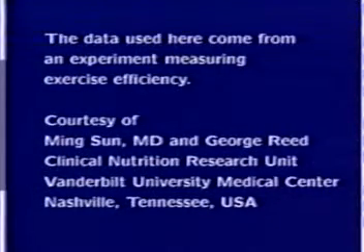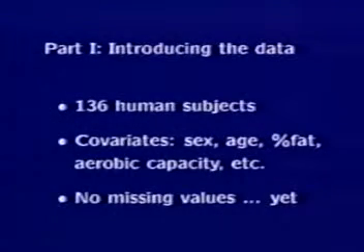The data used in this video come from an experiment measuring work efficiency during exercise. They were given to us by George Reed and Ming Sun of the Vanderbilt University Medical Center. In this experiment, there were 136 human subjects. A number of covariates were available: sex, age, percent body fat, aerobic capacity, and so on. For the covariates, there were no missing values.